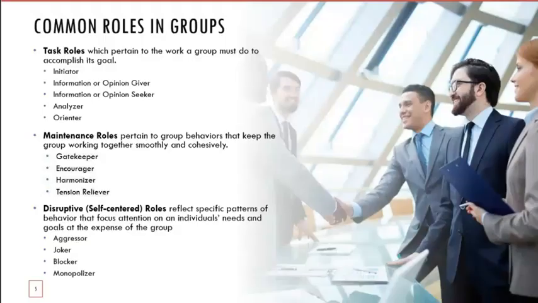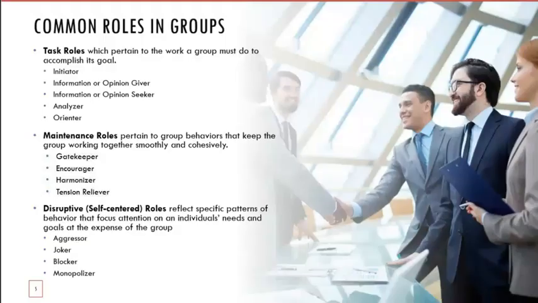Then the final disruptive role is that of monopolizer. This is the individual that talks all the time and dominates the discussion, giving the impression that they're well-read and knowledgeable and of value to the group, but perhaps they really might not be in reality. In contrast to the monopolizer would be the person who withdraws from the discussion, who refuses to be a part of the group either by not participating or by not even being physically present.